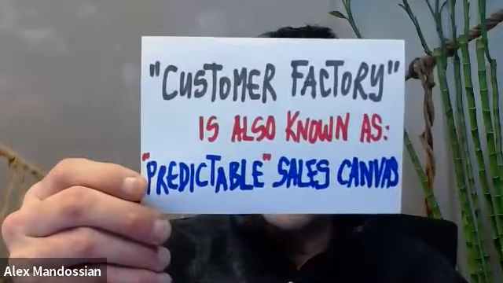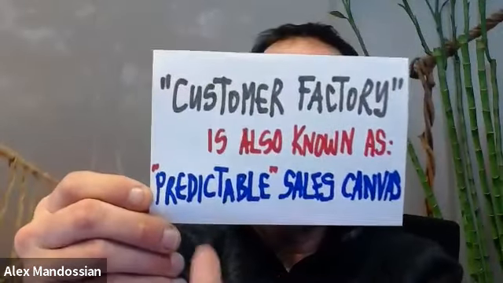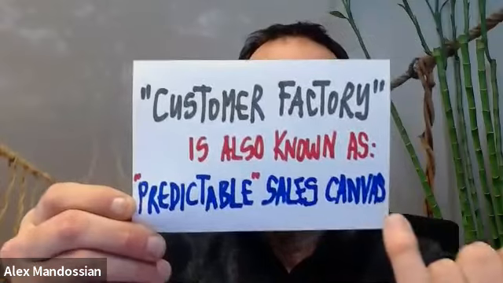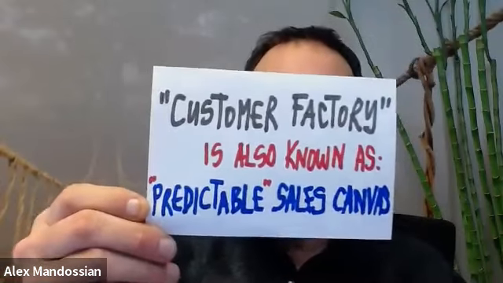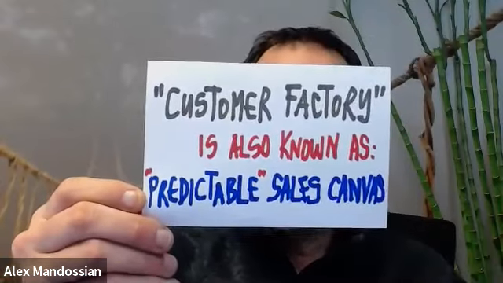So another name for the customer factory is called the Predictable Sales Canvas. Now, you'll see the word canvas many, many times when we're training. And what does canvas mean? It means that it's on one page. It's a canvas like a canvas for a painting or a canvas for a vision board. So it's a single page. I like customer factory versus the predictable sales canvas. And so that's what we're going to call it.